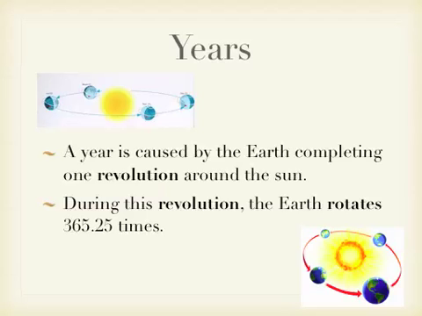You might wonder about the 0.25. How can it really rotate a quarter of a time? Well, we are the people that created time. The Earth has always revolved and it's always rotated, and it rotates at a certain speed. And so we try to take that speed and break it into parts that make sense to us.